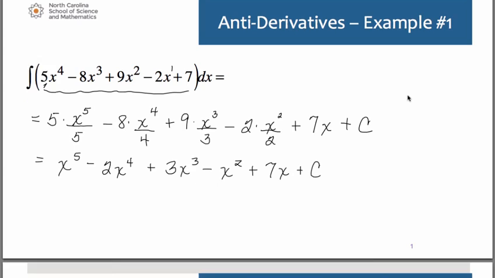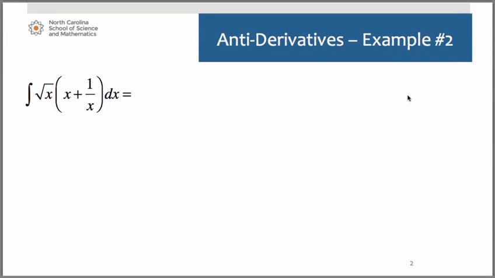Let's try another one. Now as we go through these, if you think you're getting pretty good at them, please feel free to pause this video, try it on your own, then restart it to see how you did. This is a problem in which we're going to have to algebraically manipulate it. We're going to have to rewrite the square root of x as x to the 1/2 and distribute it across the quantity x plus 1 over x.